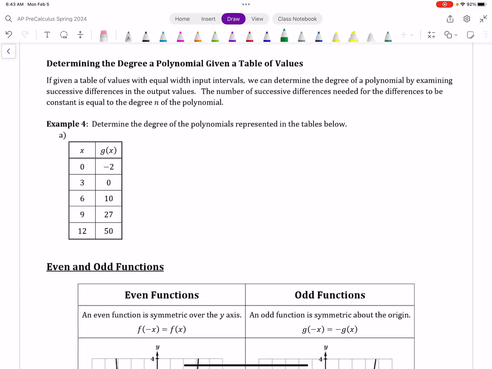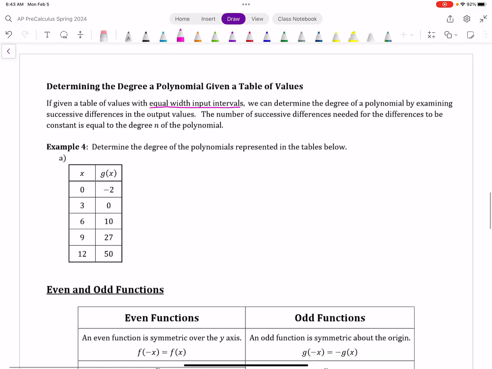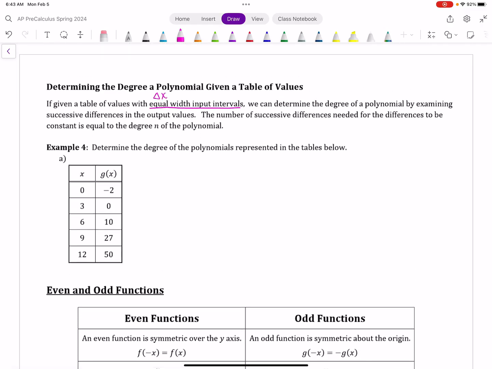So now we're going to look at how to determine the degree from a table of values. And we can only do this if we are looking at equal width input intervals, which means the change in x must be constant. So your delta x must be constant. And if we look at our table below, we can see that it is. Each change in x, we are only adding 3.